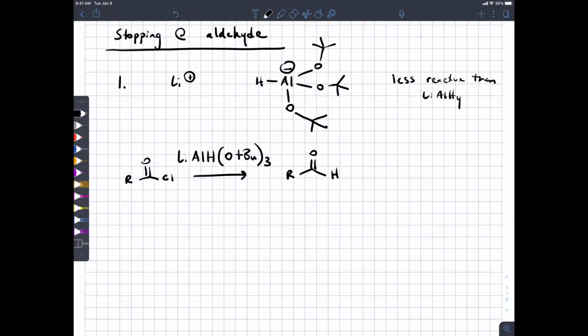The second reagent is called DIBAL, which is an abbreviation. Organic chemists sometimes love their acronyms. Not as much as the cell biologists, though, I will tell you that.